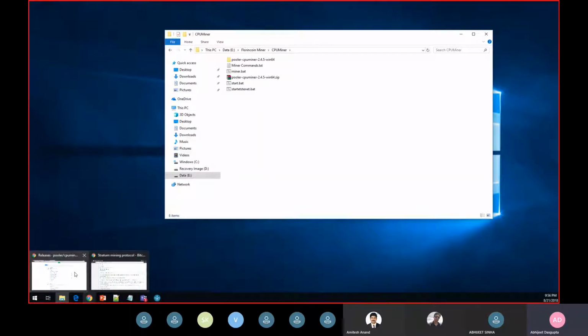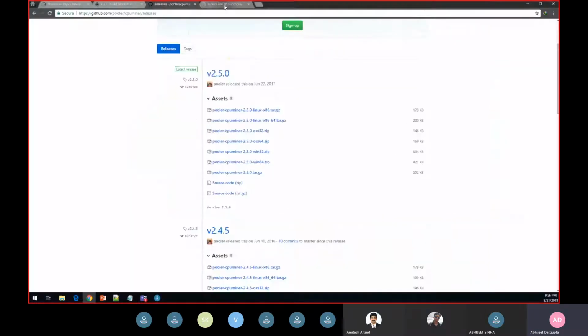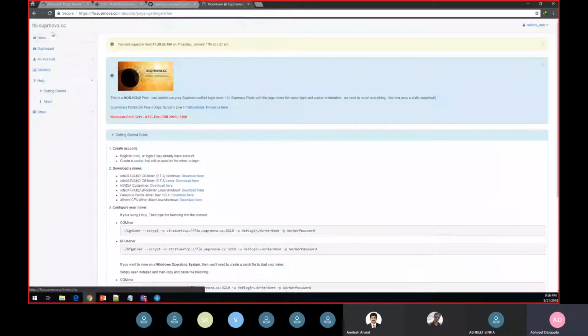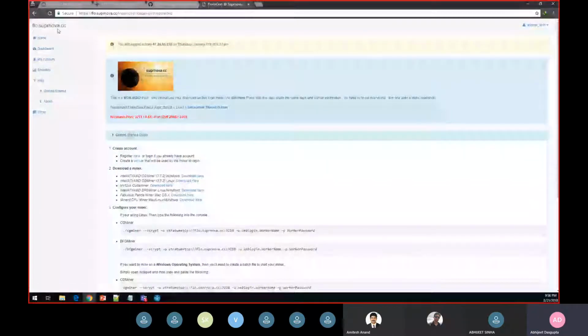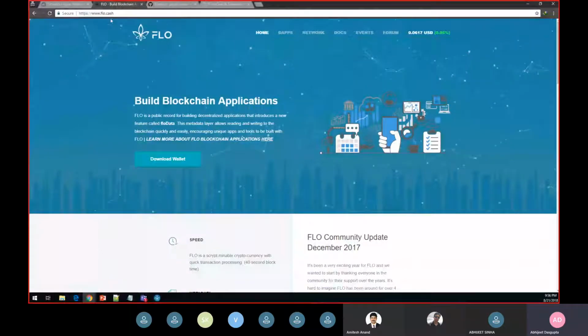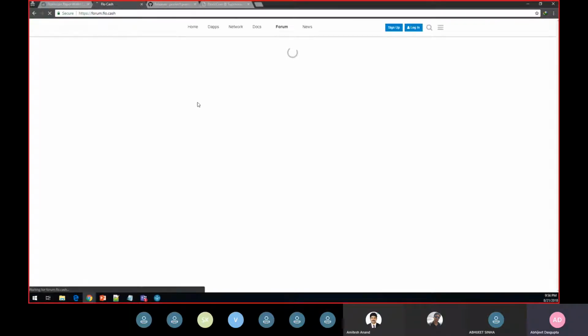So what we have here is a mining pool named flow.supernova.cc. I will be adding this URL to the description as well. This is a Flow mining pool that is available and it's known as Supernova. If you want to know more Flow mining pools, you can go to the Flow website, which is flow.cash, head over to the forum section, and the forum.flow.cash site should open.